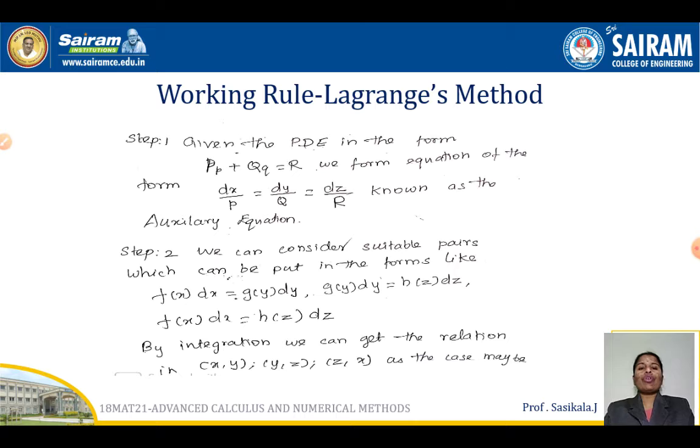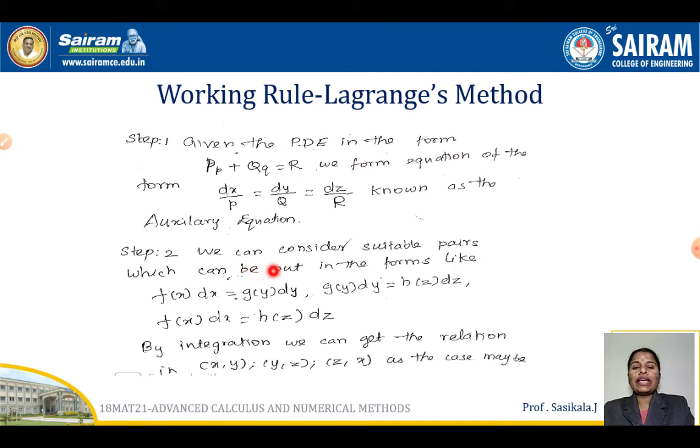The working rule of Lagrange's method has four steps to solve. Step 1: the given PDE is in the form capital P small p plus capital Q small q equals R. We form the equation dx by P is equal to dy by Q, which is equal to dz by R, which is known as an auxiliary equation. We will call this equation the auxiliary equation.